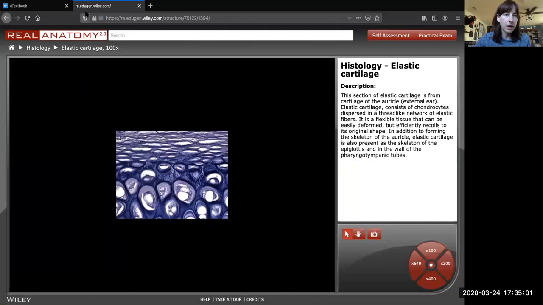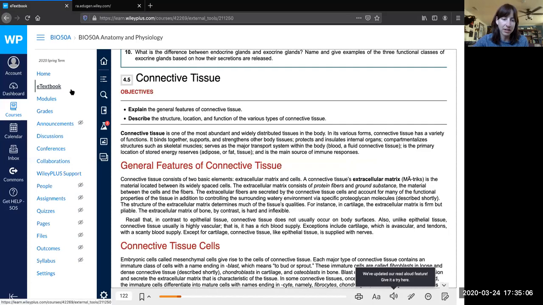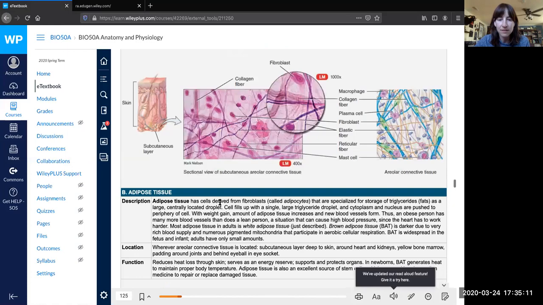the pubic symphysis is a piece of cartilage that connects the two sides of your pelvis together.